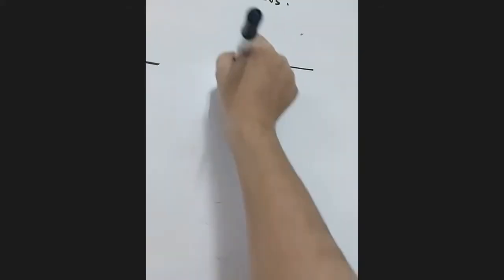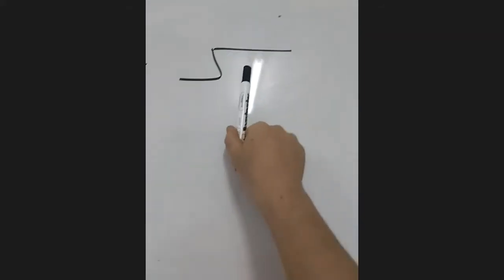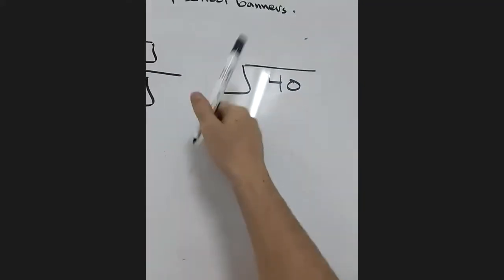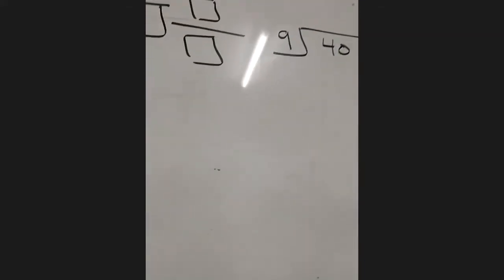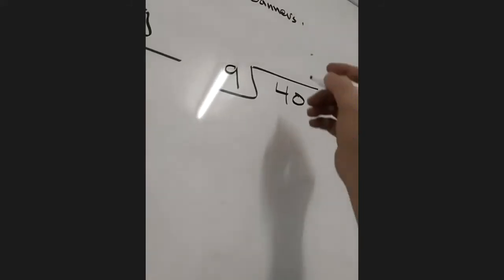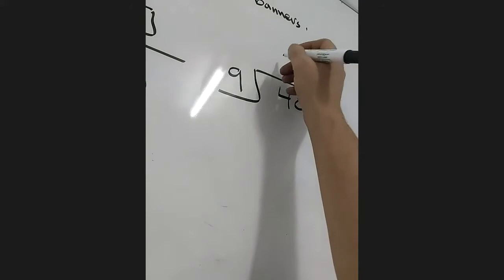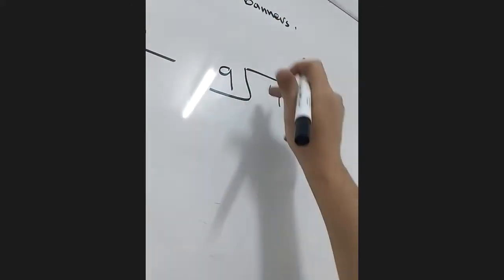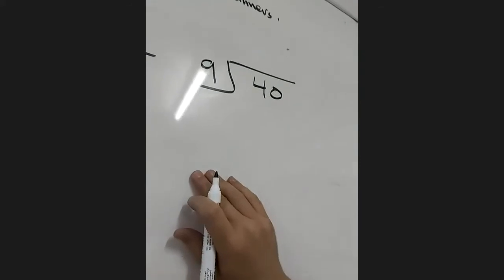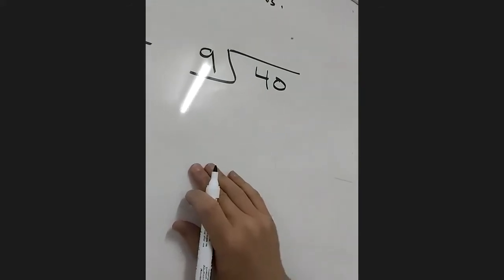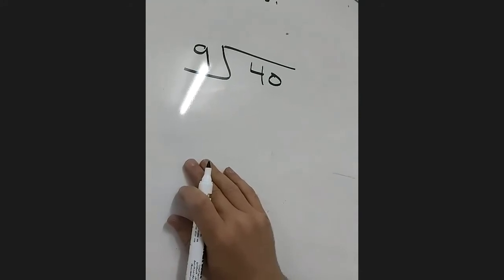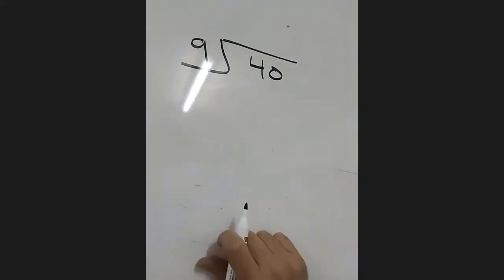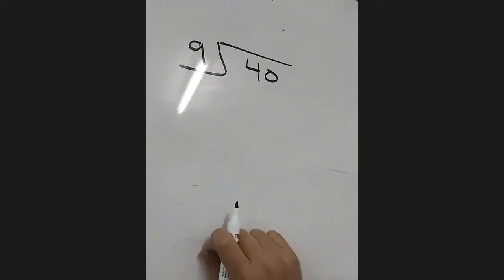Now let's divide to make it a mixed number. What will we put here, Ghassan? 40. 40 is the dividend. And the divisor is what? 9. Let's divide together. 40 divided by 9, how much? 5, I think. 5 times 9 is 45, bigger than 40. How much is 5 multiplied by 9? 45. Bigger than 40, so we cannot use 5. What will we use?